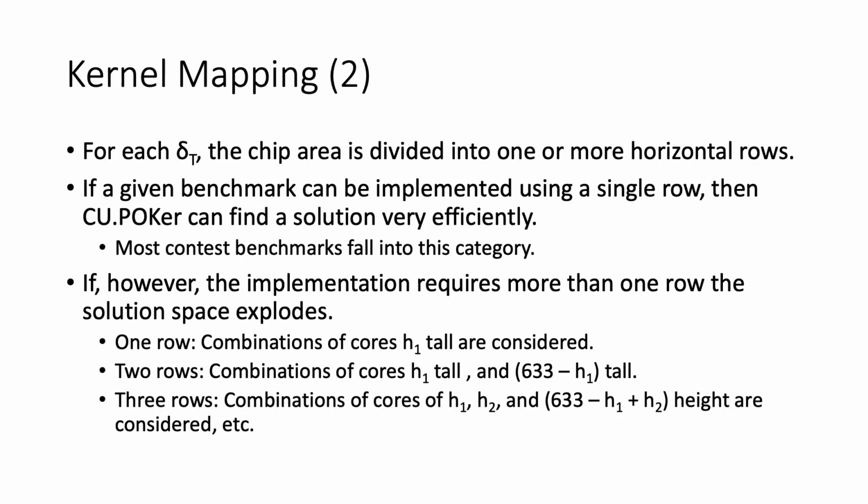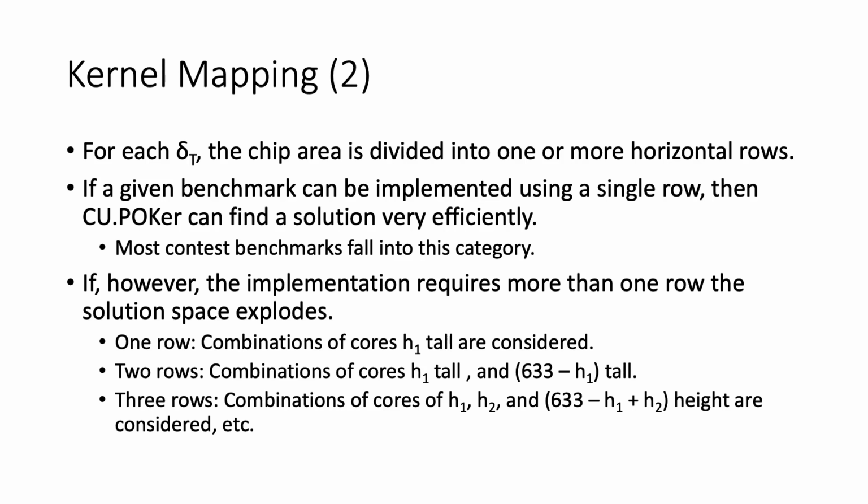For each delta t, they tried to implement using only a single horizontal row. So each kernel was unrolled to the maximum height of the chip, and then as narrow as possible, and tried to pack everything into a single row. If this worked, they had a solution, and many of the contest benchmarks fell into this category.